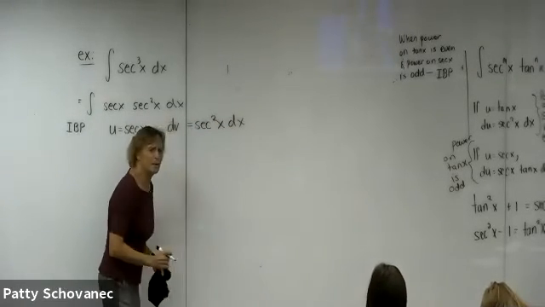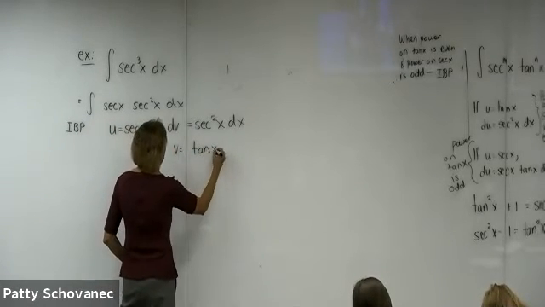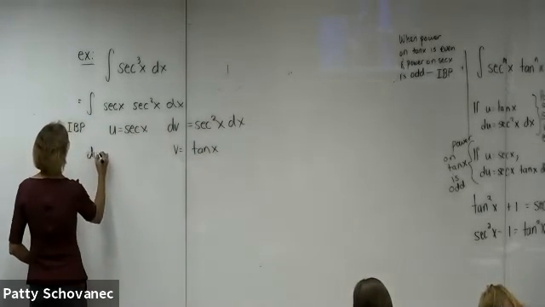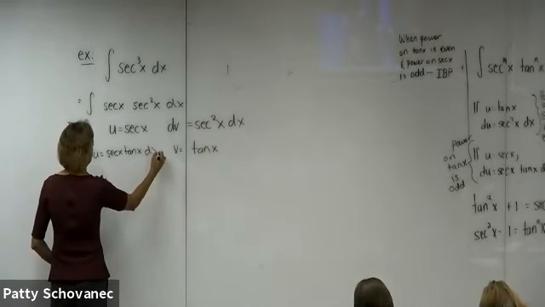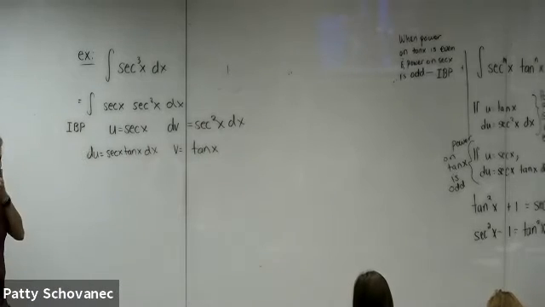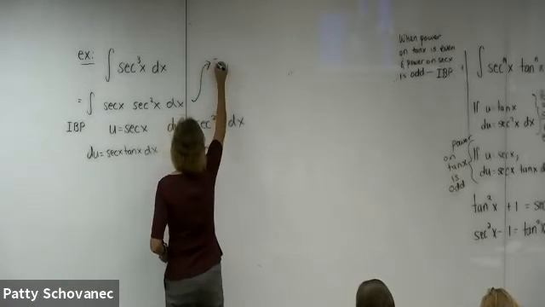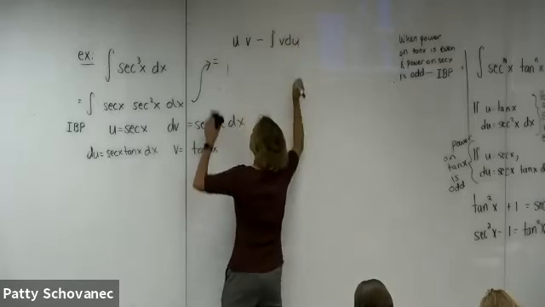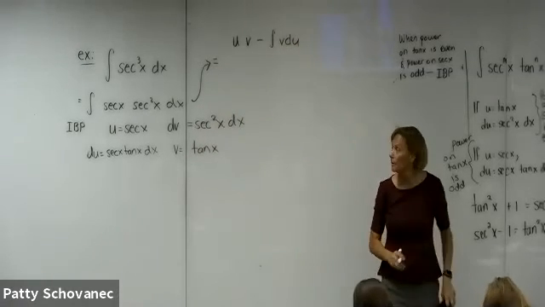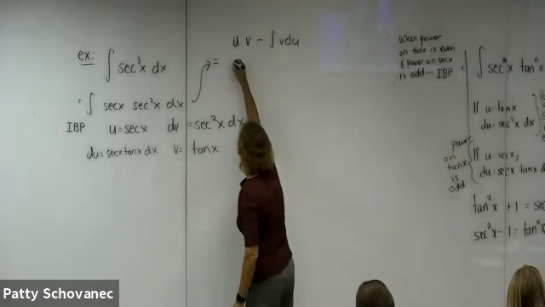What was the integral of secant squared? Tangent. So v is going to be the tangent of x. Here du is secant x tangent of x dx. And integration by parts goes u v minus the integral of v du. In our example, u times v is secant of x times the tangent of x.